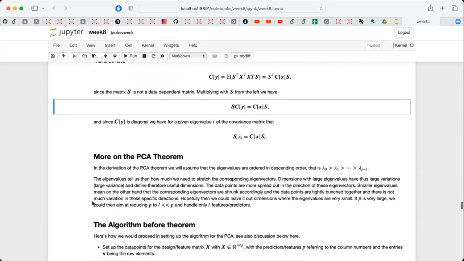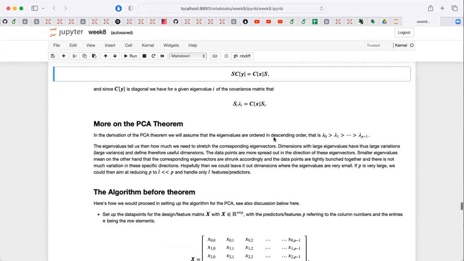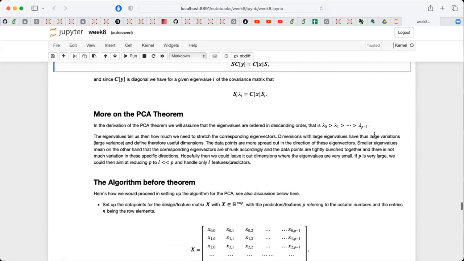So in the derivation of the PCA theorem, which is the next part, we are going to assume that the eigenvalues are ordered in descending order. That means that the largest one comes first, lambda 0 larger than lambda 1, etc., up to lambda p minus 1. The eigenvalues tell us how much we need to stretch the corresponding eigenvectors. And dimensions with large eigenvalues have large variations, which means large variance. So large variations lead to large variance, and therefore define useful dimensions.